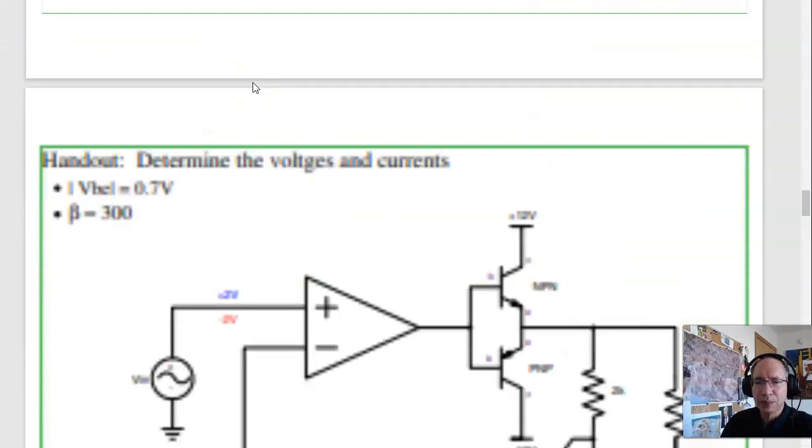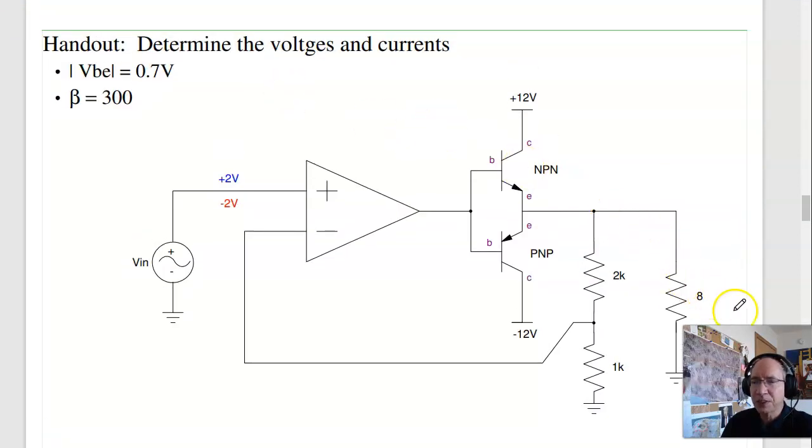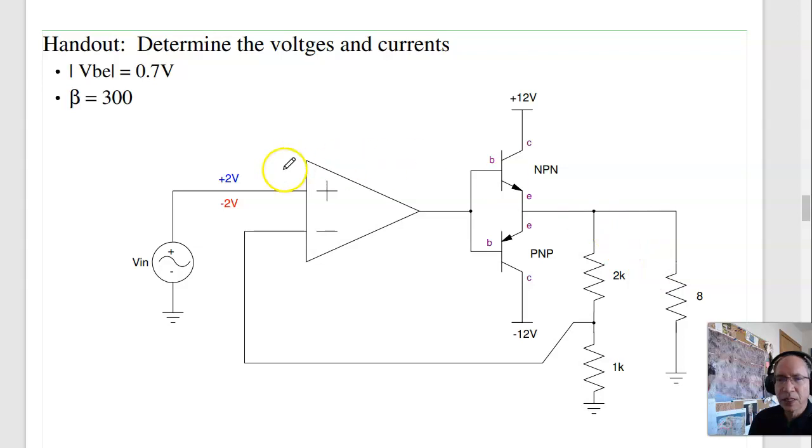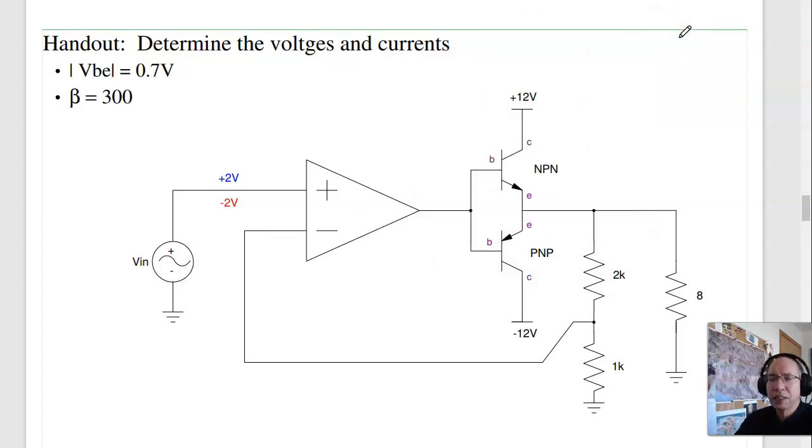So this is a typical problem you see on the quizzes. They had this circuit. If the input is plus 2 volts, find the voltages and currents. If it's minus 2 volts, find the voltages and currents. So let's start at plus 2. And we'll pause for a second. Let you try to solve for the voltages and currents at plus 2 volts.